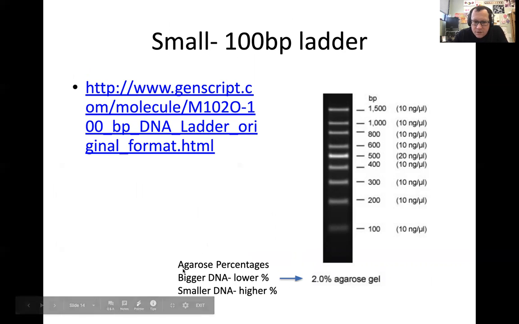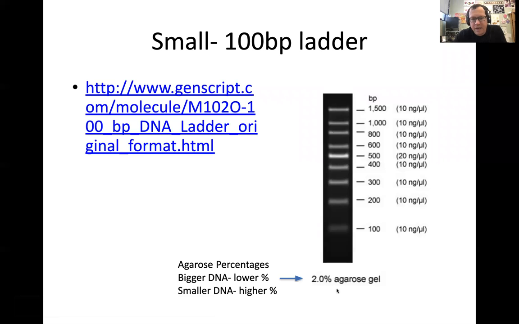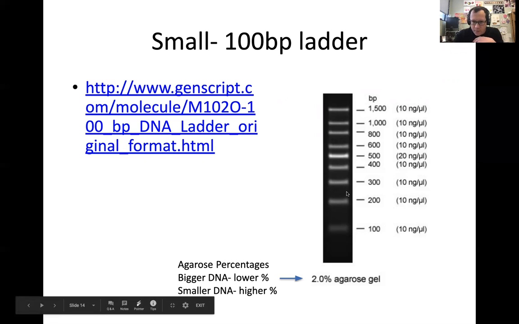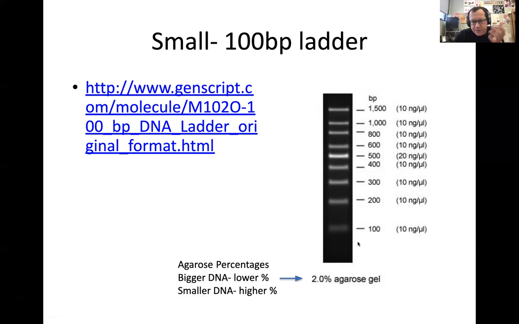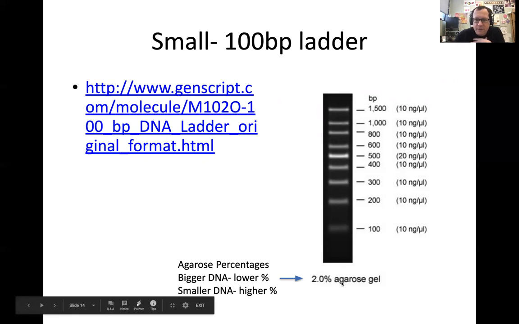One thing to note here, based off of the theoretical size of your DNA bands that you're looking for, you might want to change the concentration of agarose in your gel. Okay, so if we're looking at big pieces of DNA, like that 4,700 is a relatively big piece of DNA, we would want a lower concentration of agarose. If we want to do a small piece of DNA, like this 100 or 200 bases, we use a higher concentration of agarose. And so this one is showing on a 2% agarose gel.